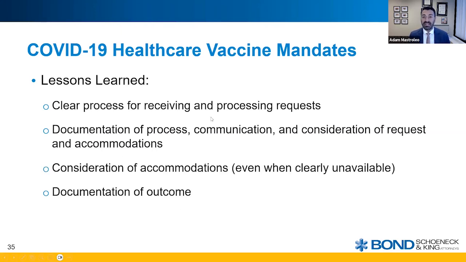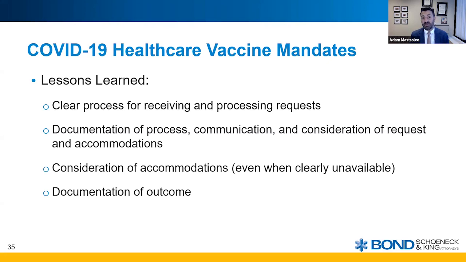Some lessons learned, and I think some lessons that are important to take away here. Number one, it's important to have a clear process for receiving and processing accommodation requests, both in the disability and religious context. It's important to have documentation of your process, communication, and consideration of the request and potential accommodations. It's also important to consider alternative accommodations, even when they're clearly unavailable. So, documenting that we thought about, are there other ways that we could accommodate this individual? And saying there weren't any. Having that in documentation is helpful.